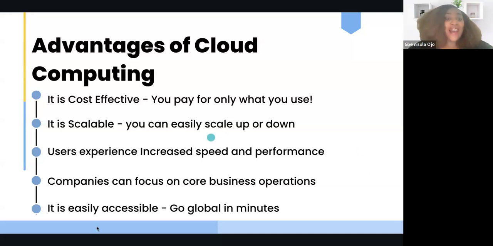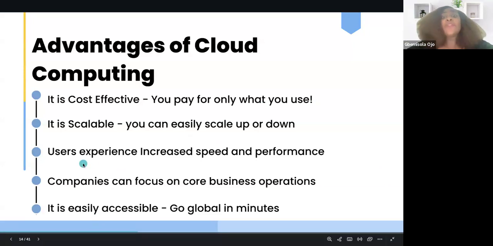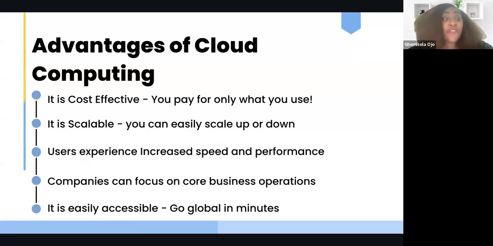And then, of course, on the cloud as well, users are able to experience increased speed and performance. I'm sure all of us have been to one website before where they say, oh, sorry, the server is down, because too many people were trying to access it at the same time. That doesn't happen on the cloud because the cloud has infinite capacity. So you literally can have so many people accessing things at the same time, and it's not a problem because there is so much capacity on the cloud.